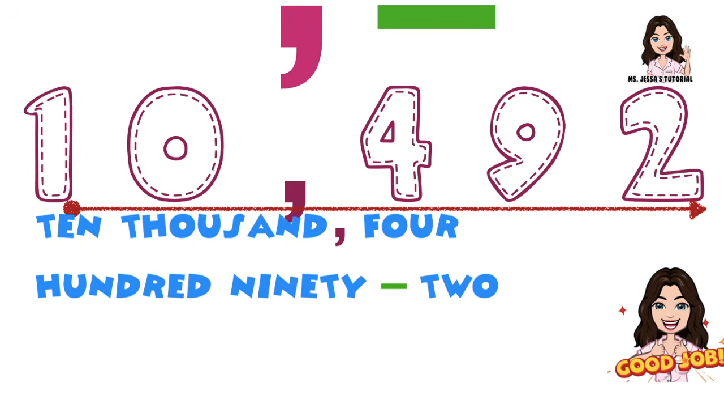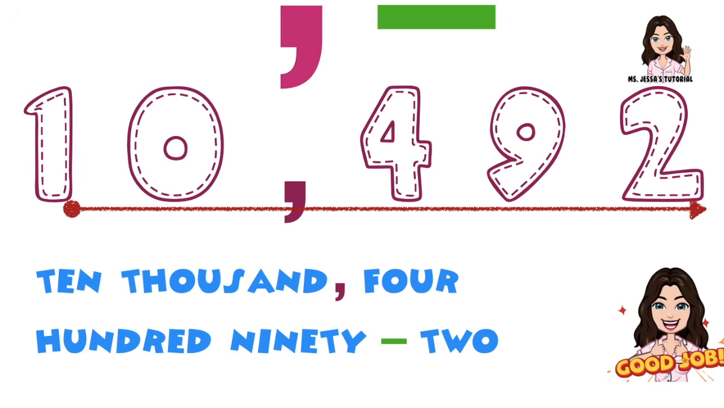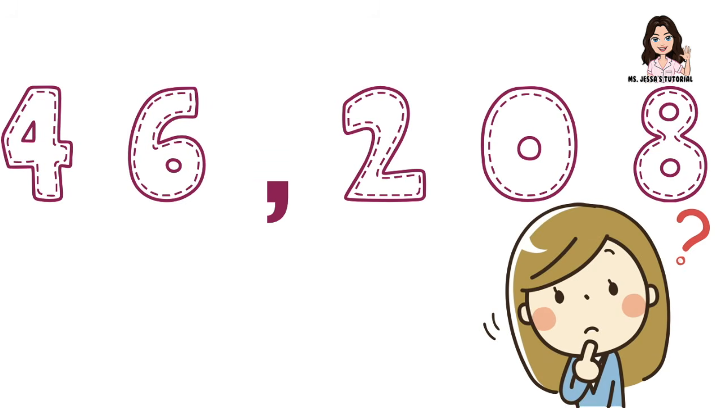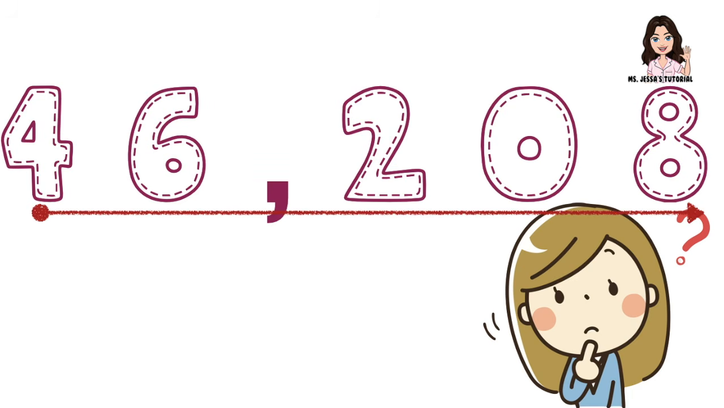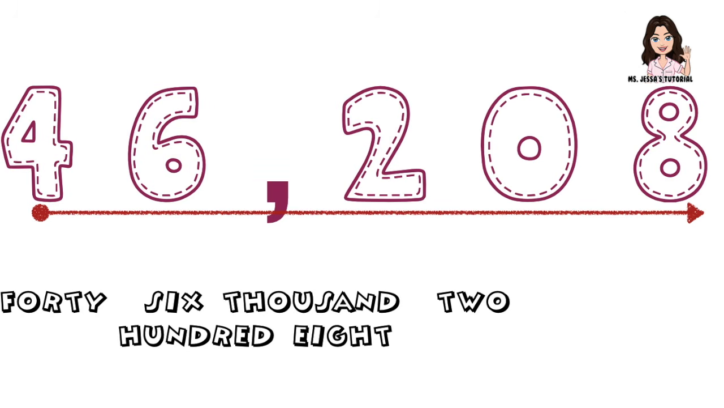Good job! 10,492. How about if we have this? How do you read that number? Again, in reading numbers, you're going to start from left to right. Let's read the number. 46,208. So now, let's apply the use of comma.